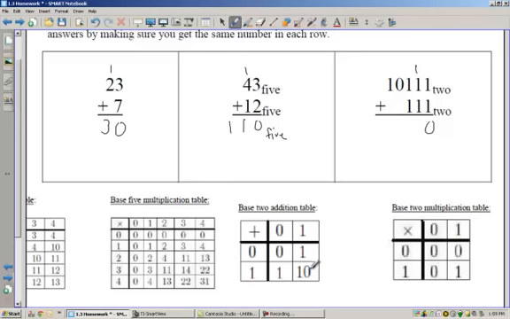As long as you don't hit the 2, you're fine. So 1 plus 1 is 10, plus 1 is 11, so I have 1, carry the 1. 1 plus 1 is 10, plus 1 is 11, so I have 1, carry the 1. And then 1 plus 0 is 1. And then 1 plus nothing is just 1. And this is base 2. Right, so adding in base 5 and base 2 is relatively simple once you get the hang of it. Let's do a couple that are a little bit harder.